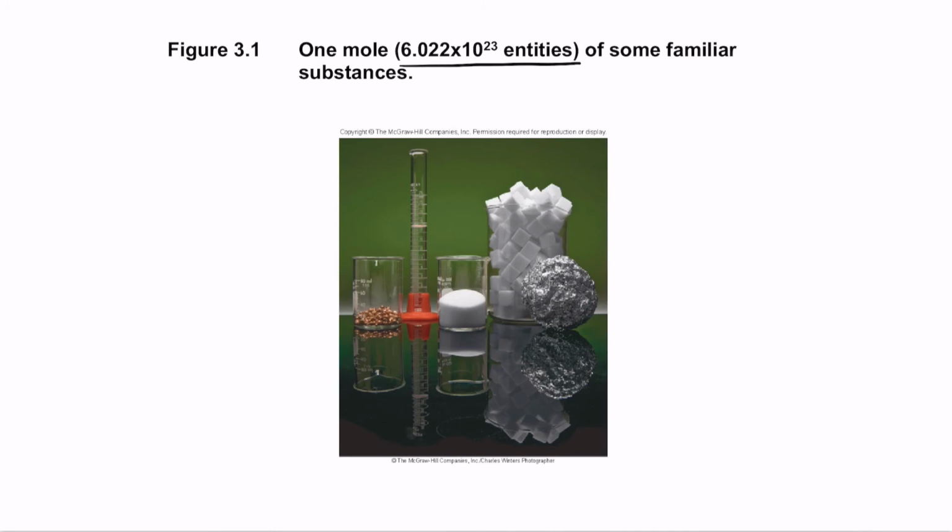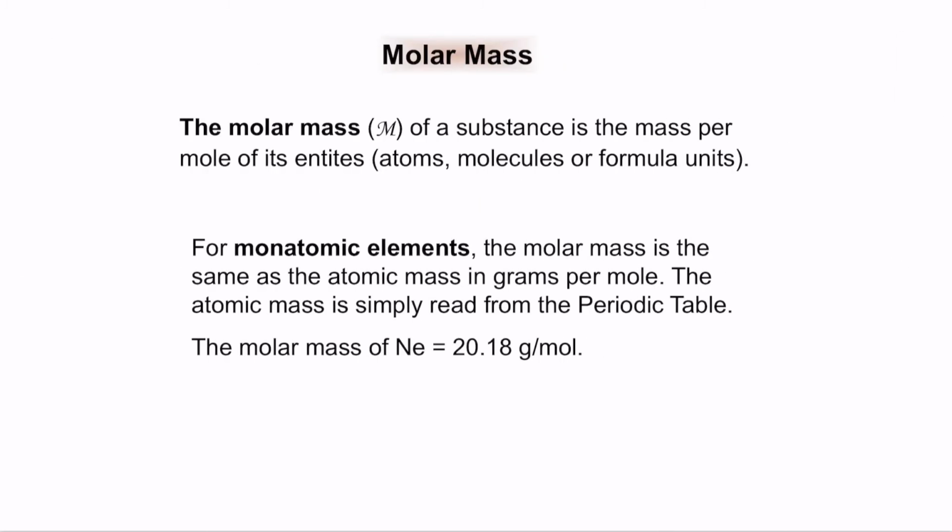Some familiar substances, for example, you can take a look at copper here. This is 1 mole of copper, this is 1 mole of a solution, this is 1 mole of salt, this is 1 mole of sugar, and this is 1 mole of aluminium. Notice that even though the quantities look different, the actual number of entities they refer to is exactly the same. This is a standard that we use that generally refers to 1 mole of a substance.